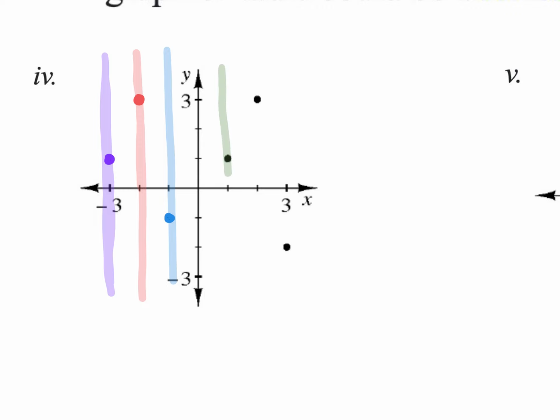So when my input is 1, there's only one place where I get an output. When my input is 2, there's only one place I get an output. And finally, when my input is 3?